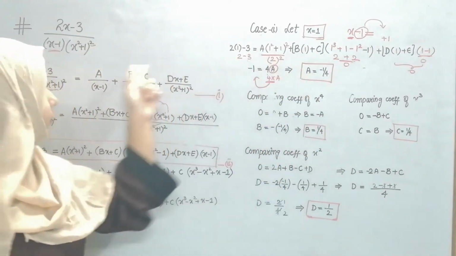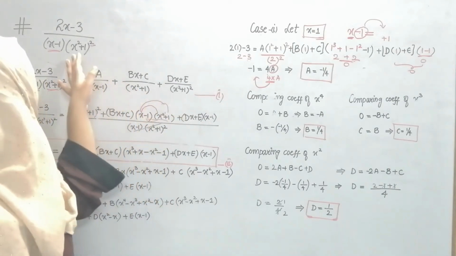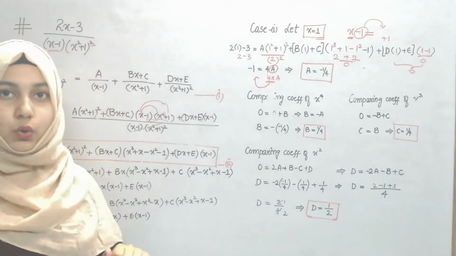A is done. Let's go with b, c, d, e. Right? Yeah, e. The next factor is (x square plus 1) whole square.